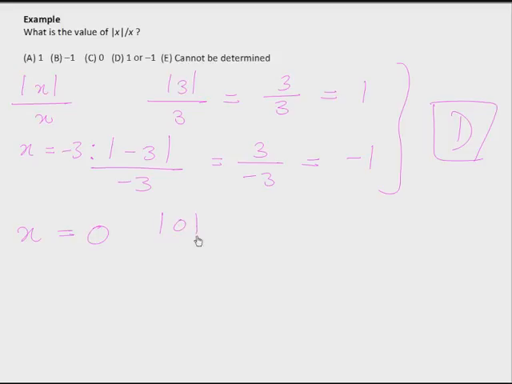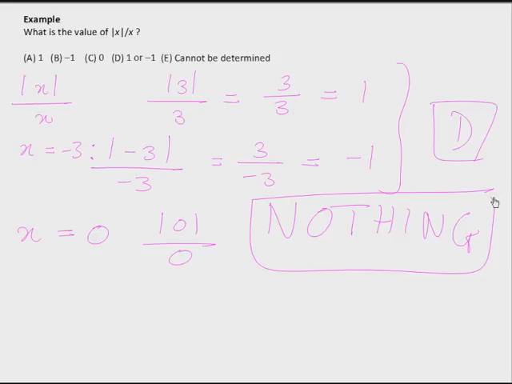And what is modulus of 0 over 0? It's nothing. It isn't defined. It's not nothing as in 0, it's nothing as in does not exist. Absolute value of 0 divided by 0 does not exist. So the answer is E. Cannot be determined because we don't know whether x is 0 or not 0.